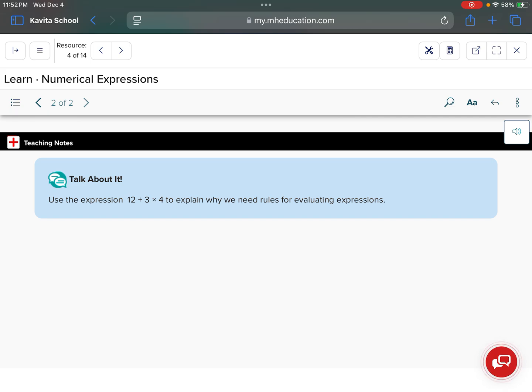This is the Talk About It on the bottom right of page 269. Use the expression 12 plus 3 times 4 to explain why we need rules for evaluating expressions. The order of operations gives us a certain order to follow. If we did not follow that, if we solve this from left to right, what we would get is 12 plus 3 is 15, times 4 is 60. However, when we apply our order of operations, we multiply the 3 by 4 first. That yields 12, and 12 plus 12 is 24. So you see how you could get two different values.